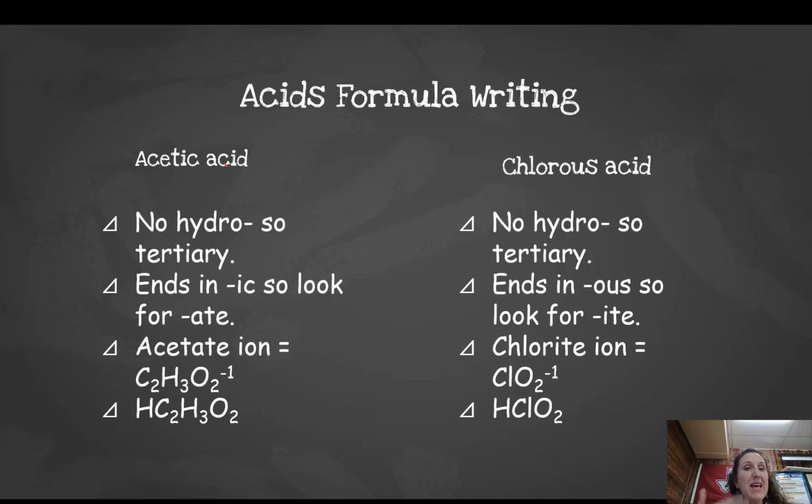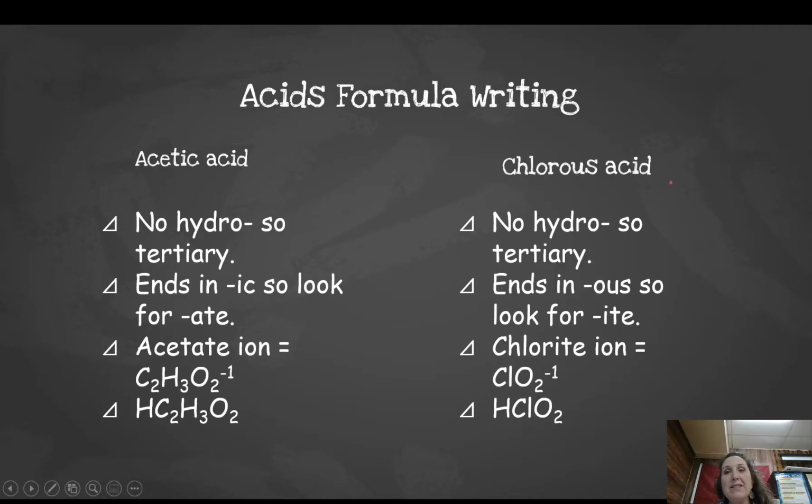Now it's acetate. So then you go to your polyatomic ion chart, you look up acetate, and you know that it is C2H3O2. This whole thing you get straight from the polyatomic ion chart. It also tells you that it's a -1, which means you just add 1 hydrogen onto the front.